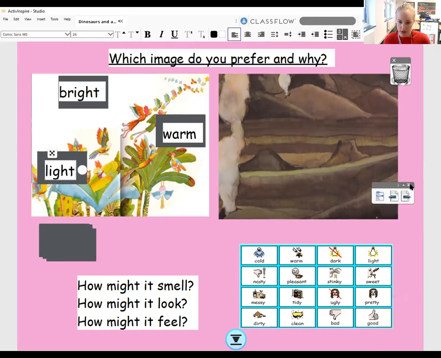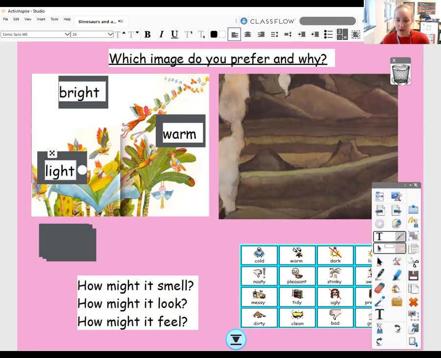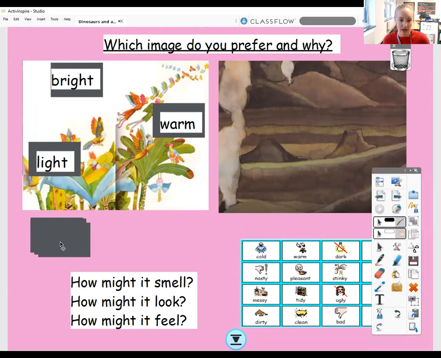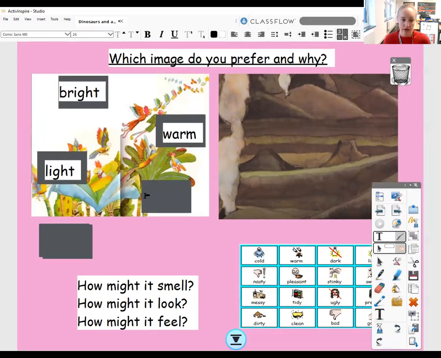And I'm also going to use clean. Yeah, it definitely looks like a very clean space, doesn't it? So I'm going to put clean on there as well. So these are my adjectives I've used to describe this picture. So I've got bright, warm, light, and clean.